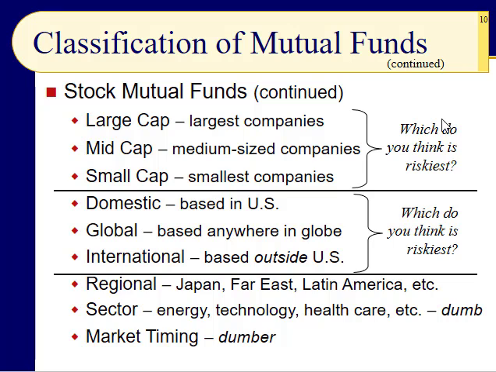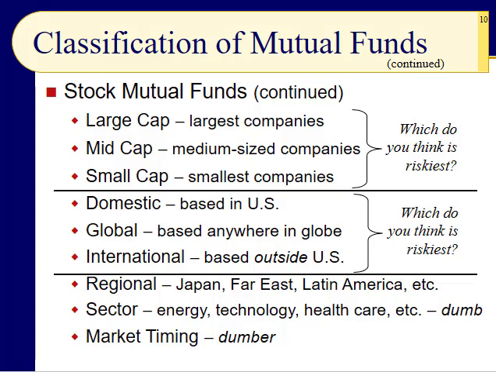And then there's yet another categorization called domesticity. Where is the company based? Is it based in the US? Or is it based anywhere in the globe? Or is it based outside the United States? So this is a little tricky, and you must know it because remember, you're the guru for your friends and family. Global means anywhere around the globe, anywhere in the world, including the United States. Whereas international, sometimes called foreign, means anything outside the United States.